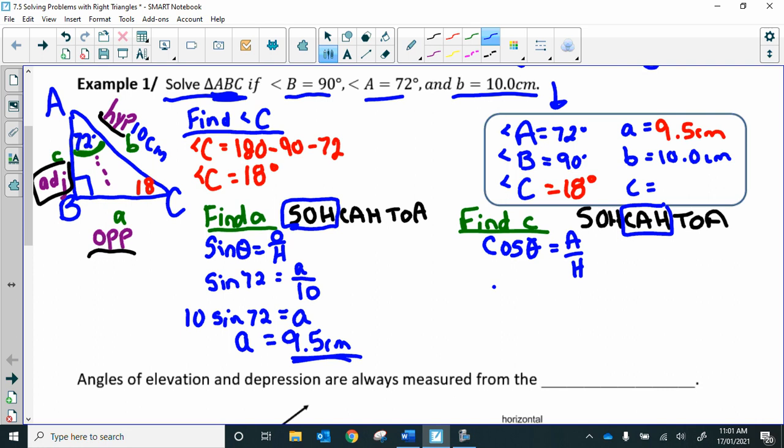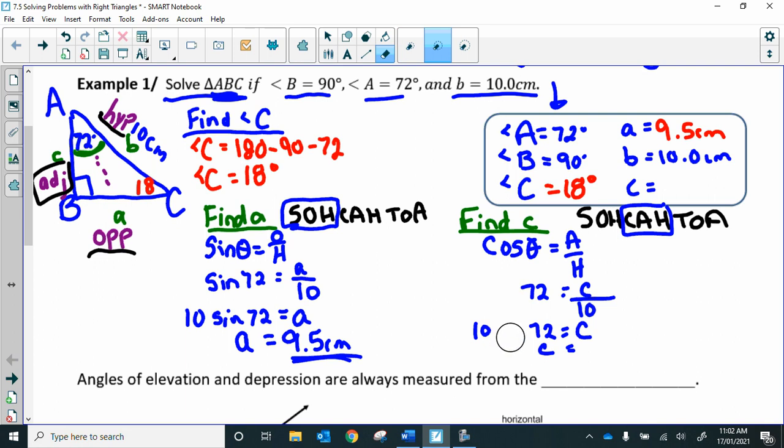I'm going to substitute what I know. So I was looking from the angle of 72. I'm trying to find my adjacent, and I know the hypotenuse is 10. In order to get c all by itself, we're going to take that 10 and move it across. So I'm going to end up multiplying. And then you're punching this in your calculator. 10 times sine 72. Oops, cos. Sorry.